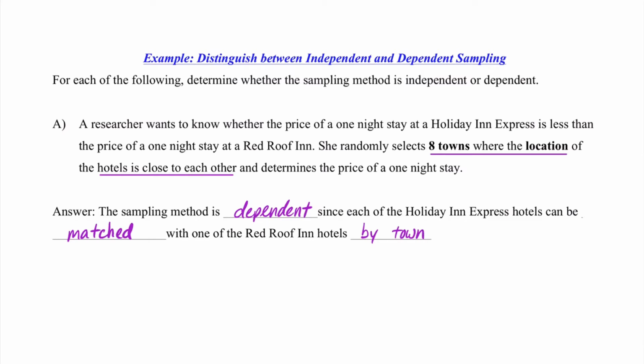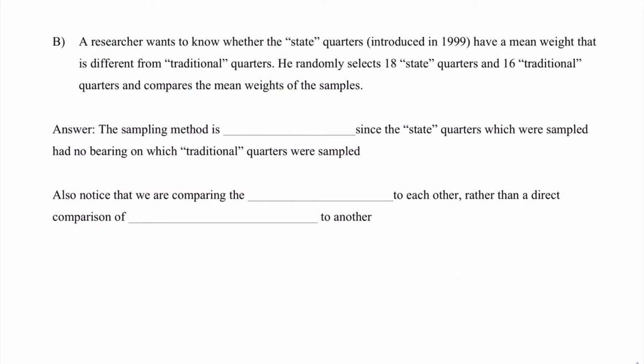Heading over to part B then, we're told a researcher wants to know whether the state quarters have a mean weight that is different from traditional quarters. He randomly selects 18 state quarters and 16 traditional quarters and compares the mean weights of the samples. Now, since he randomly selects 18 state quarters and 16 traditional quarters, but there's no mention of a connection between them, that allows us to know that the sampling method is independent.